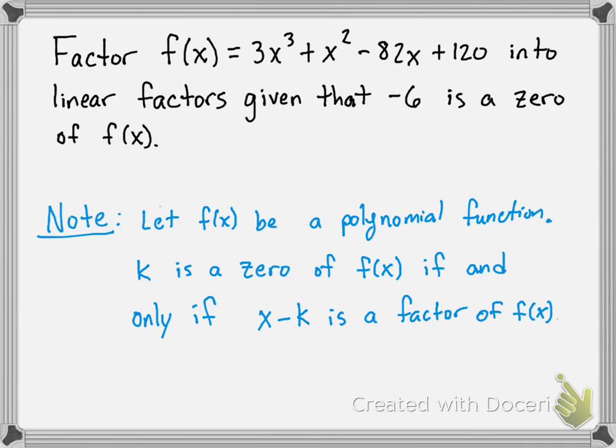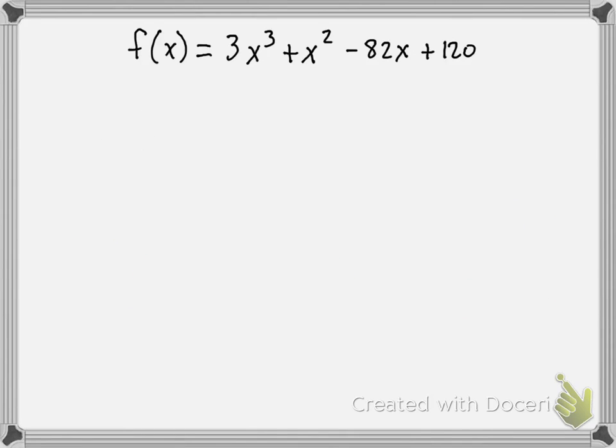Now, if we use synthetic division using this negative 6, which we know is a 0, we should get remainder 0, and then we'll have our coefficients for the quotient, and the quotient will be quadratic. So then we'll be left with a quadratic expression that we can then factor, and so then we'll have our 3 linear factors for this third degree polynomial function, right? So let's set up our synthetic division.